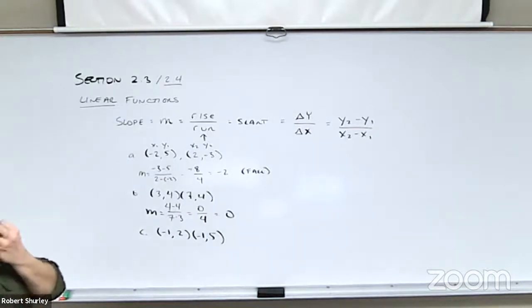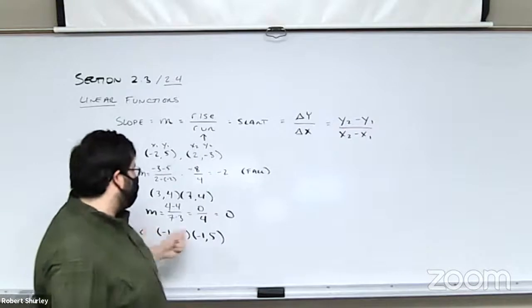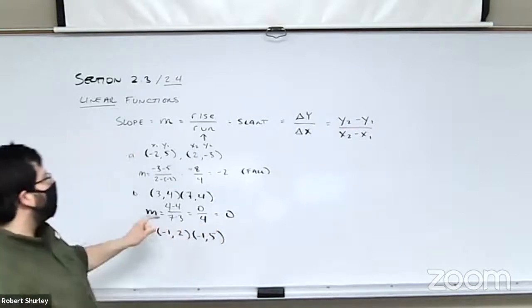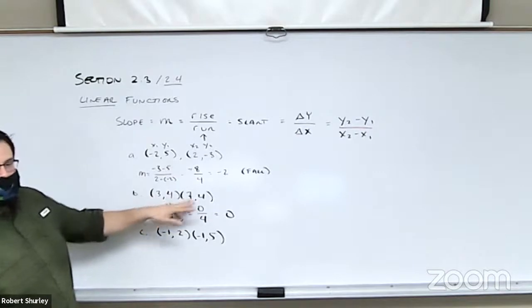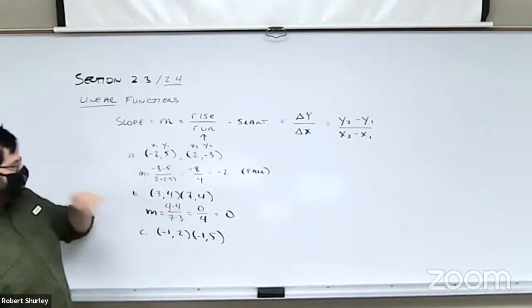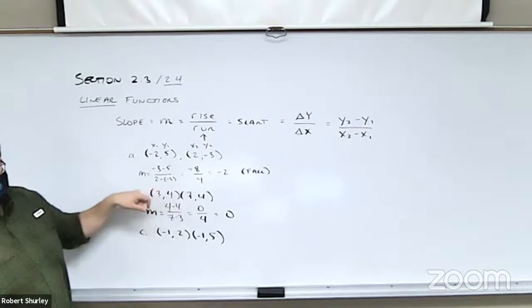So this would just be 0. Well, what kind of line has a slope of 0? Well, it turns out, now check this out. The x value changes, right? So the left and right changes, but the y value is not changing.